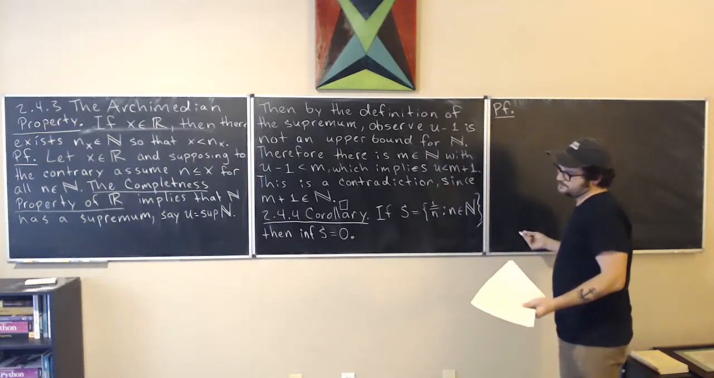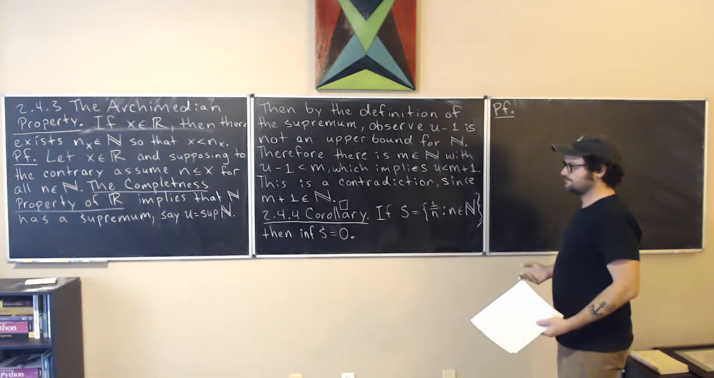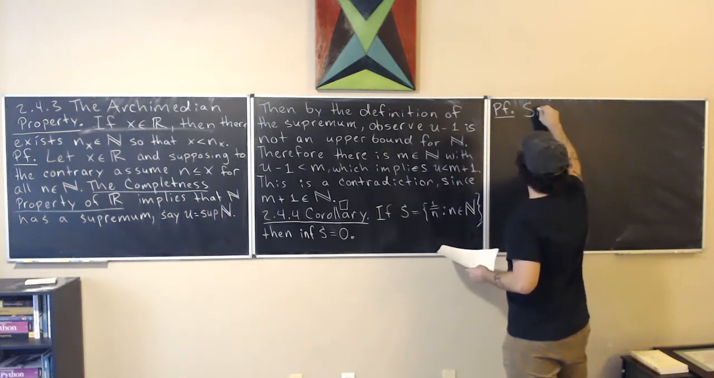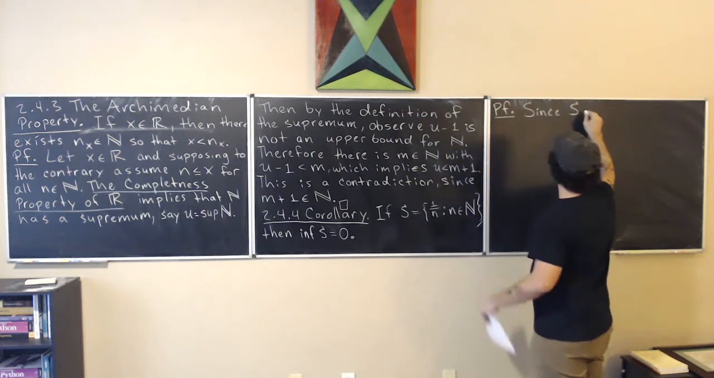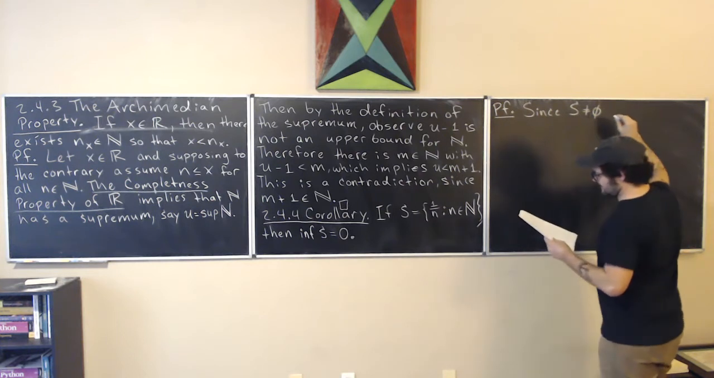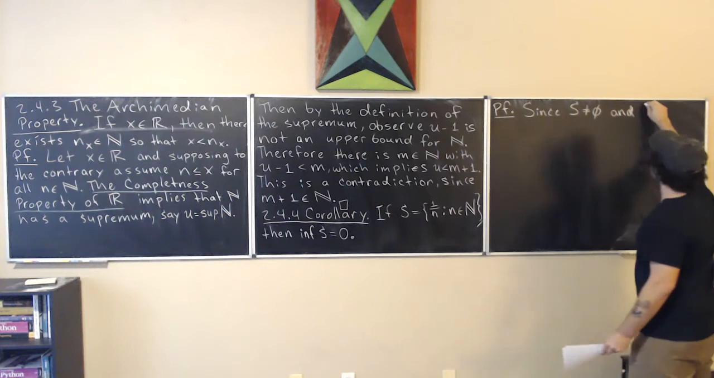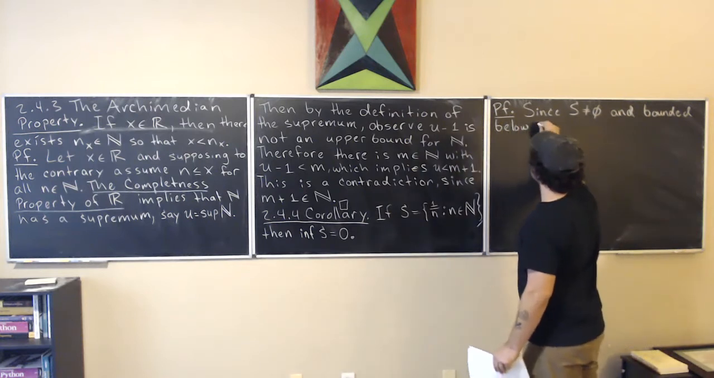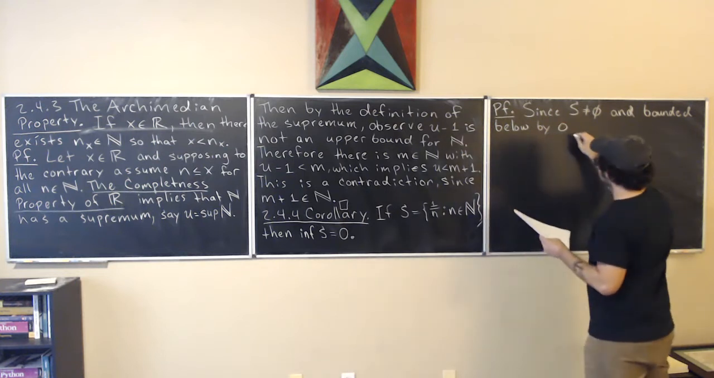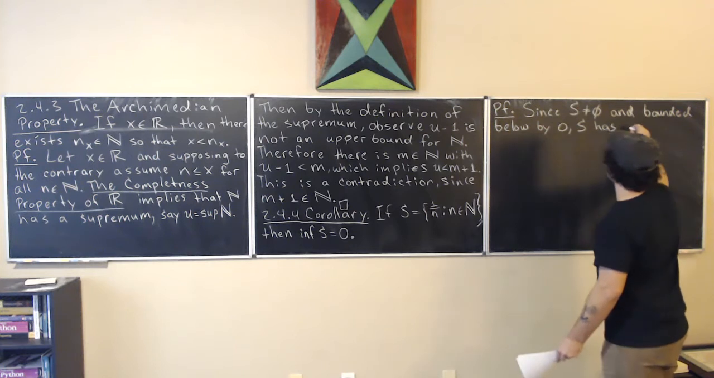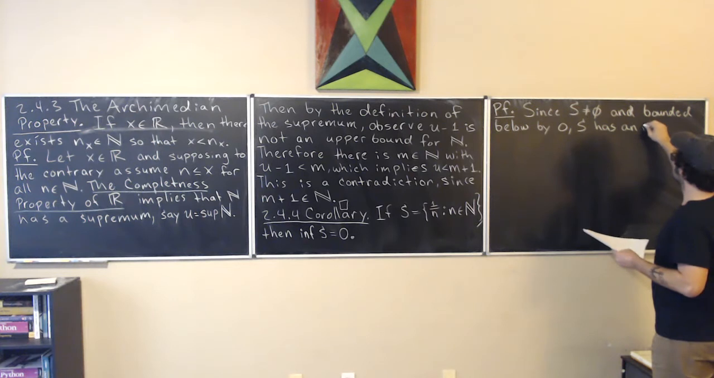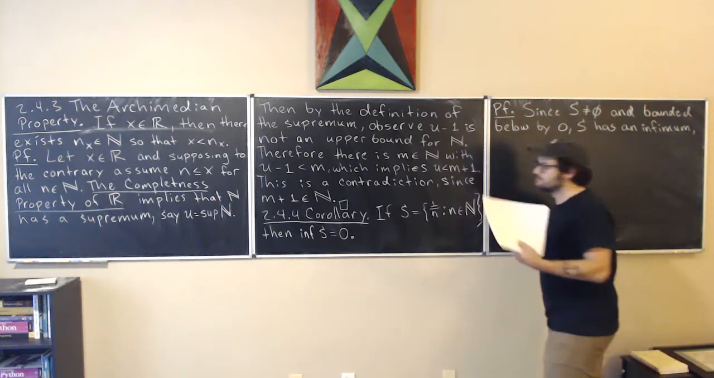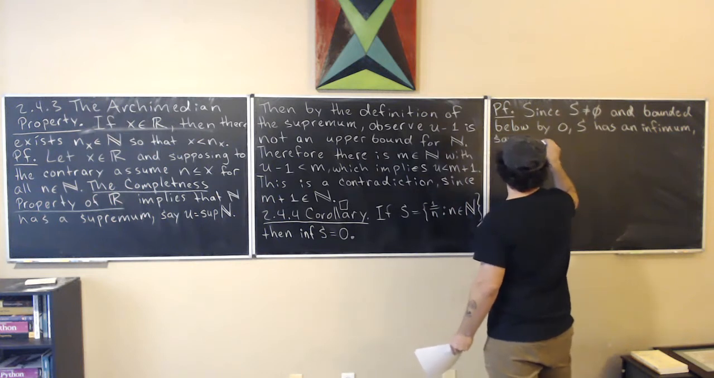First we need to establish that indeed it does have an infimum, which is pretty easy. Since that set S is not empty and bounded below by 0, S has an infimum. And we're going to call that W.